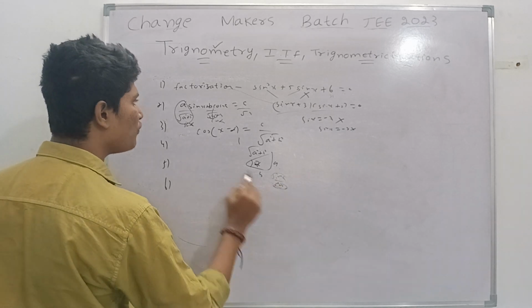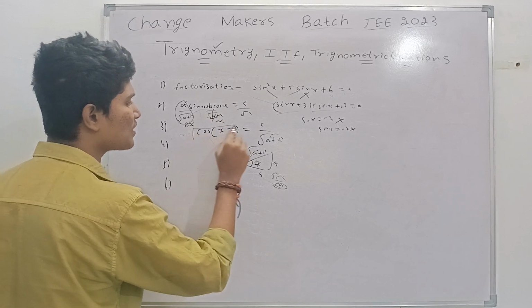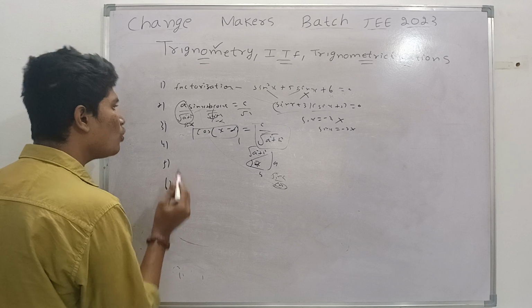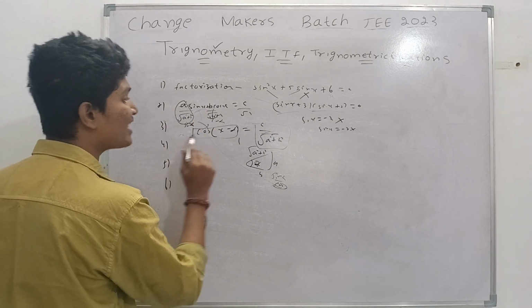Sin alpha, cos alpha, when we put these into this equation, we get cos of x minus alpha equal to c by root of a square plus b square. So if you get a form like this, you have to convert it, and then we can solve.